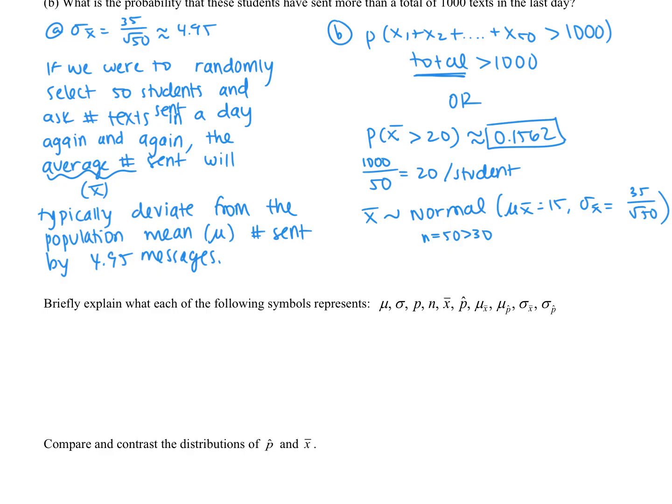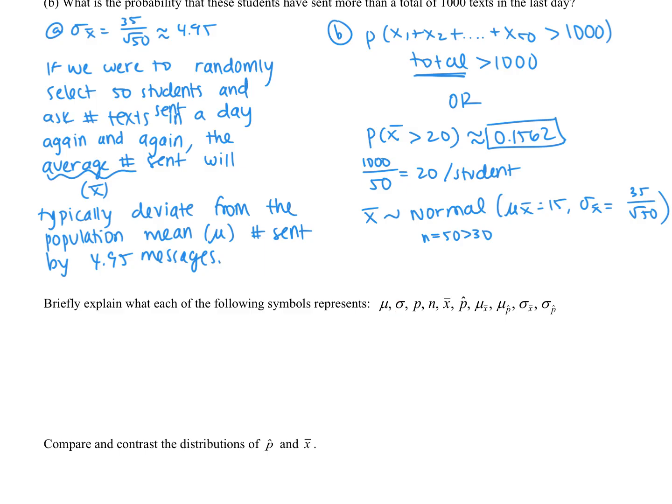Okay. I'm not going to write, we're just going to talk. Well, I'm going to talk, you should probably write. Let's talk about what these symbols are. What is this symbol? Mu, what does that stand for? Population mean. So this symbol mu is population mean. This one is sigma. What does sigma stand for?